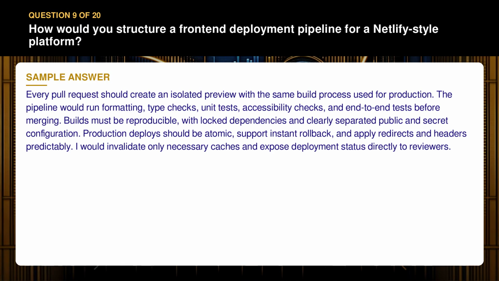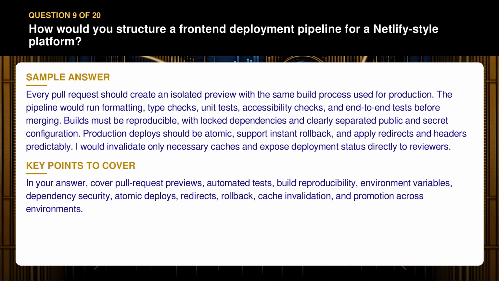Builds must be reproducible, with locked dependencies and clearly separated public and secret configuration. Production deploys should be atomic, support instant rollback, and apply redirects and headers predictably. I would invalidate only necessary caches and expose deployment status directly to reviewers. In your answer, cover pull request previews, automated tests, build reproducibility, environment variables, dependency security, atomic deploys, redirects, rollback, cache invalidation, and promotion across environments.